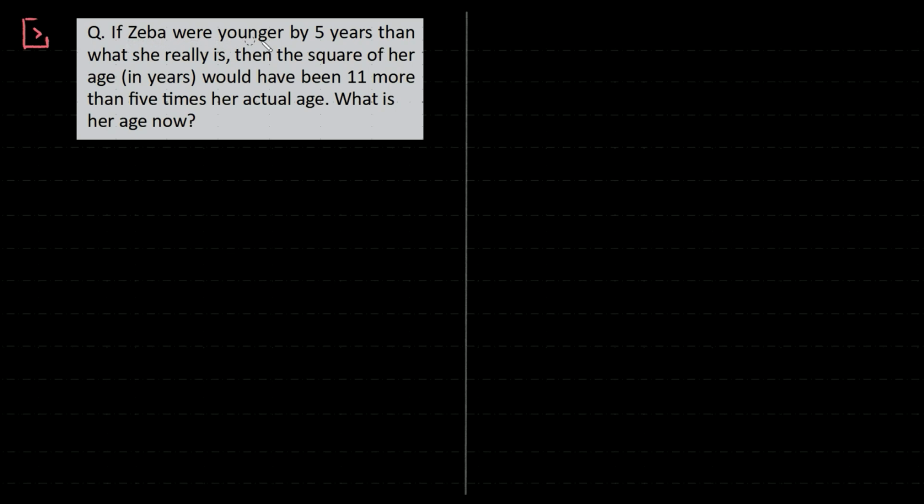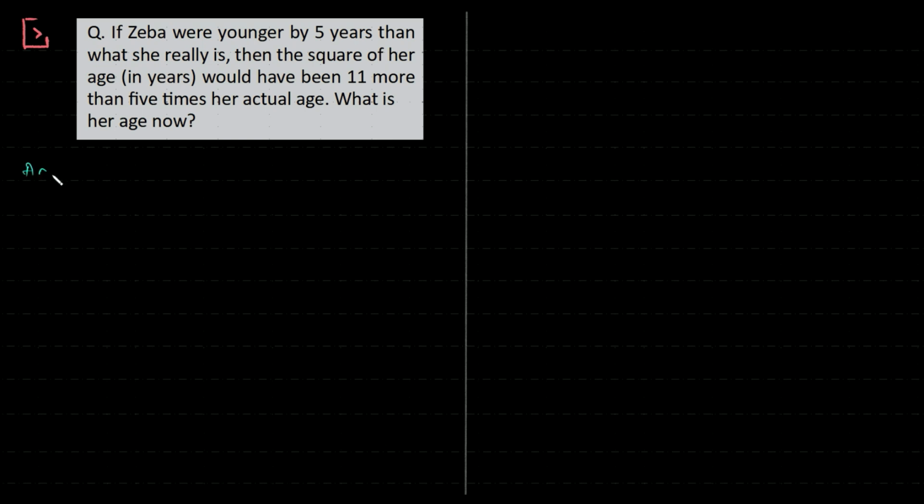If Ziva were younger by 5 years, then the square of her age would have been 11 more than 5 times her actual age. What is her age?